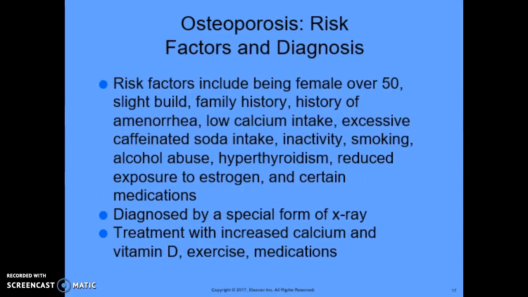Let's look at some risk factors and diagnosis. So risk factors include being female, over 50, slight build, family history, history of amenorrhea, low calcium intake, excessive caffeinated soda intake, inactivity, smoking, alcohol abuse, hyperthyroidism, reduced exposure to estrogen, and certain medications. This is diagnosed by a special form of X-ray, and treatment is to increase calcium and vitamin D, do certain exercise, and treat with medications.